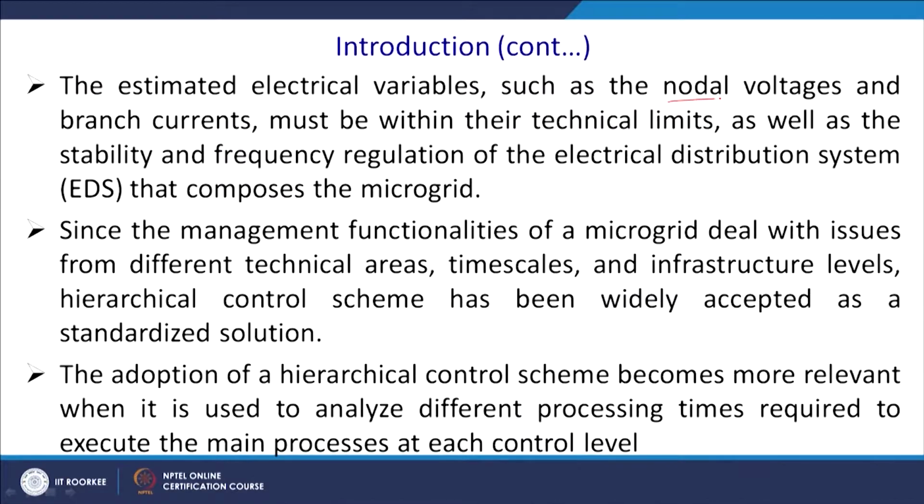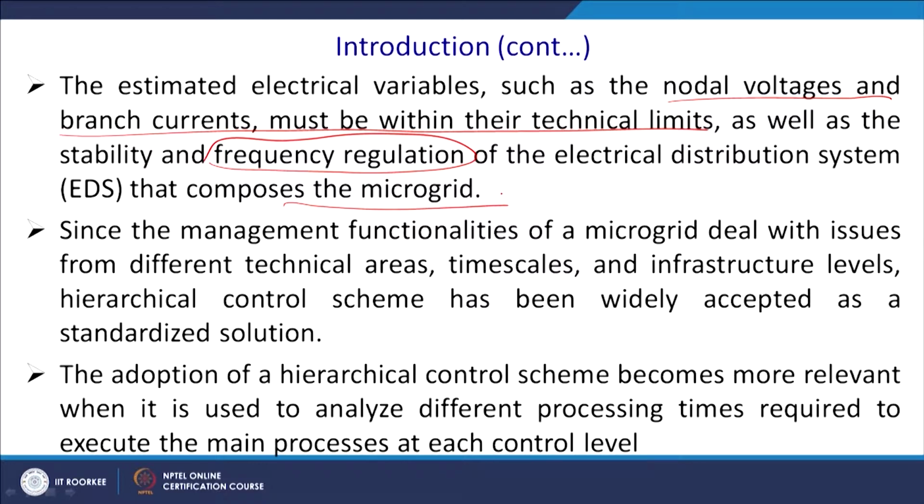Now, the estimated electrical variables such as the nodal voltages and the branch currents must be within the technical limits. So, we generally apply droop control in the case of the DC microgrid. How much droop will be allowed in case of environmental changes has to be within a technical limit, as well as the stability and the frequency regulation if it is an AC microgrid, of the electrical distribution systems that compose the microgrid.